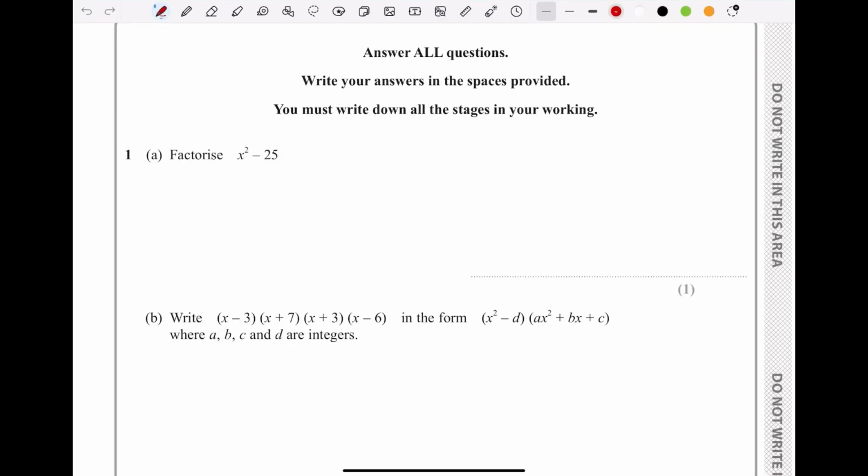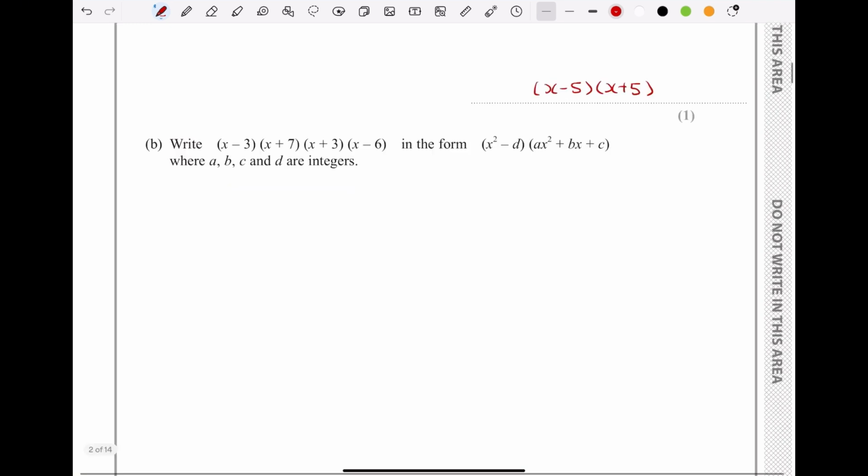Okay, so here's the first question. In the question, they want us to factorize x squared subtract 25. Now, by using the difference of two squares, we know it can be written as x subtract 5, x plus 5. Now, what we need to do is to write this expression in the form of x squared take away d multiplied by ax squared plus bx plus c.